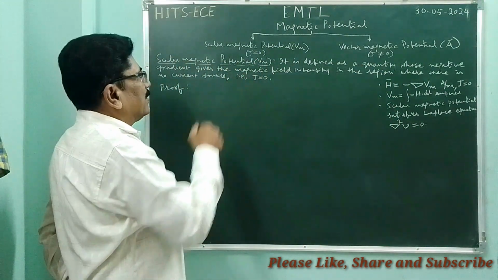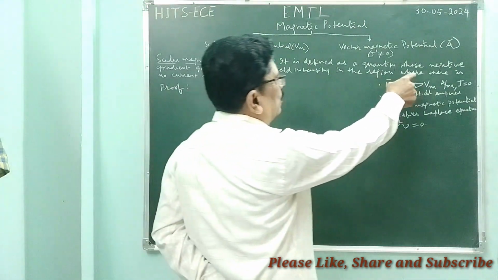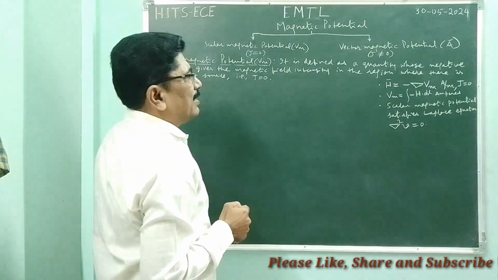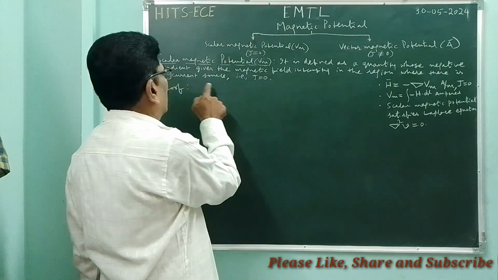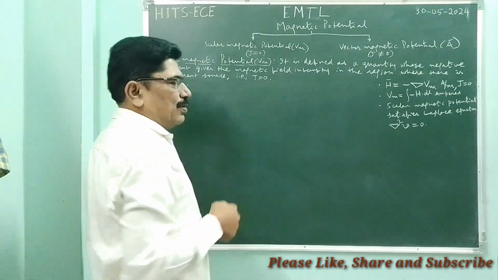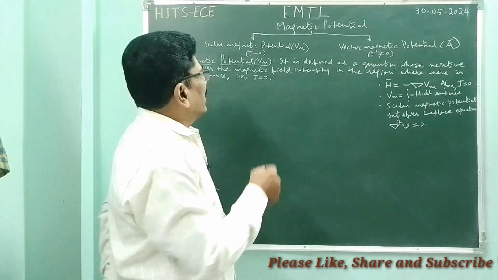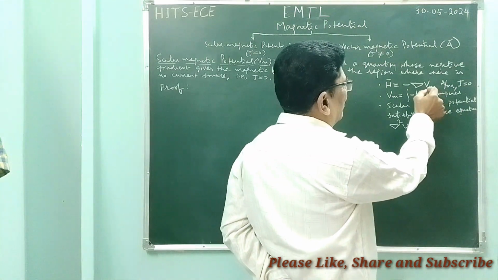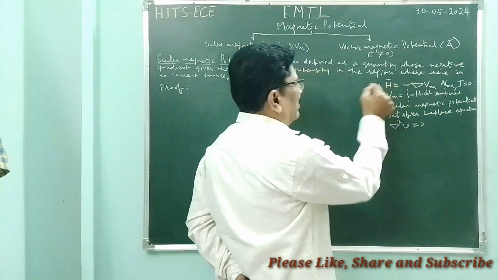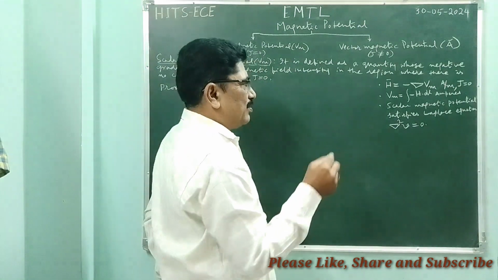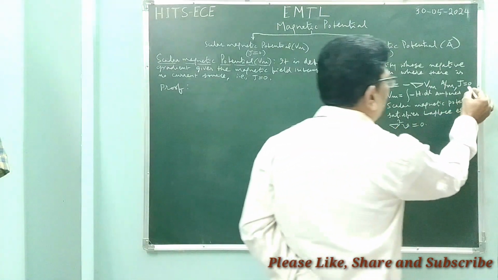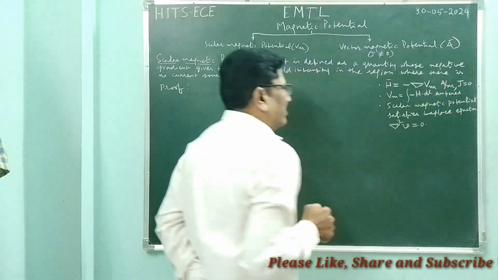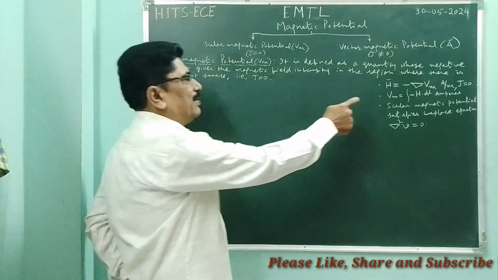So what is scalar magnetic potential? It is defined as a quantity whose negative gradient gives the magnetic field intensity in the region where there is no current source, that is, current density is equal to 0. That is the statement. As per this statement, the negative gradient of Vm, that is minus del Vm, gives magnetic field intensity in that region. In that region, there should not be any current source. That is denoted by J equal to 0, and the units are amperes per meter for magnetic field intensity. This is the main formula.